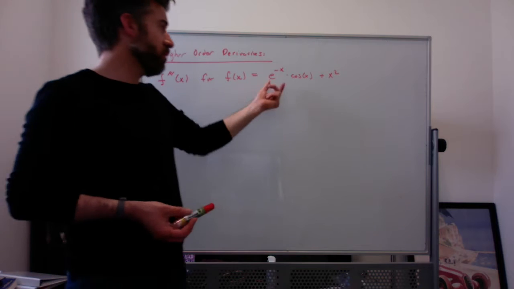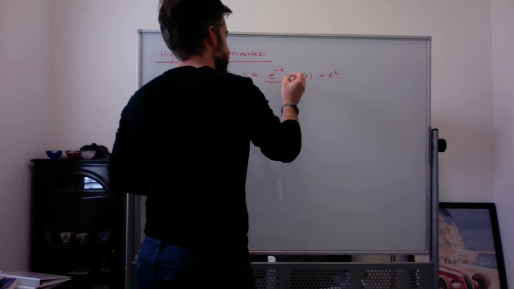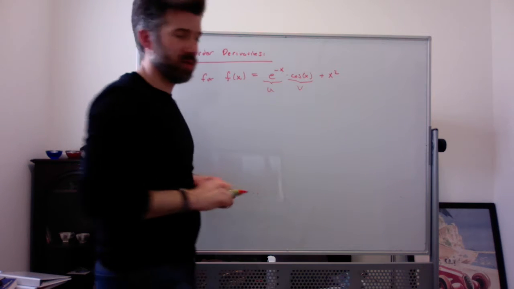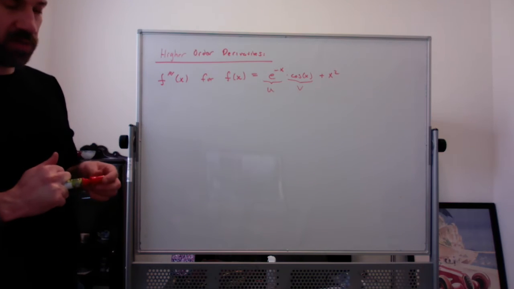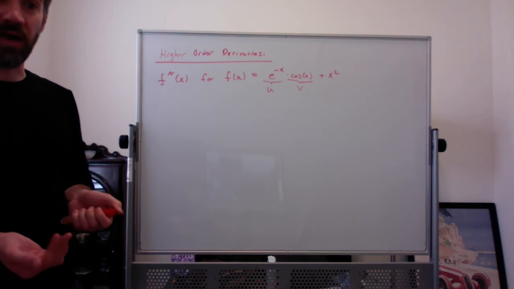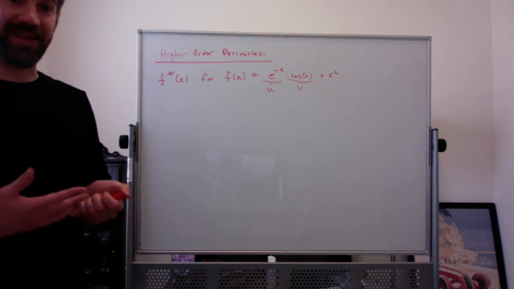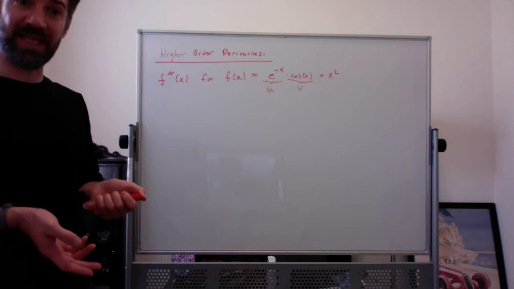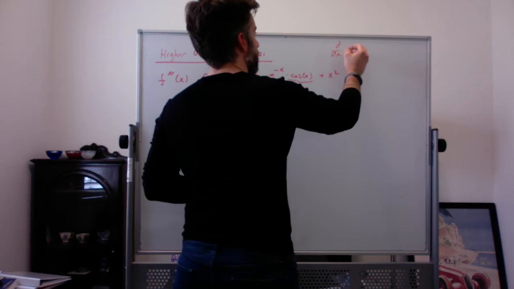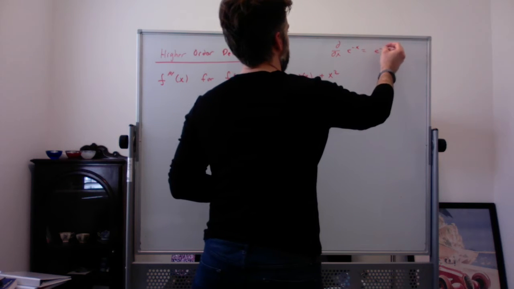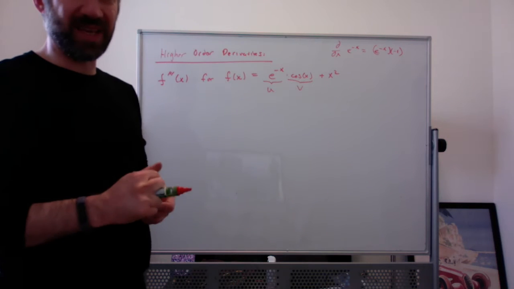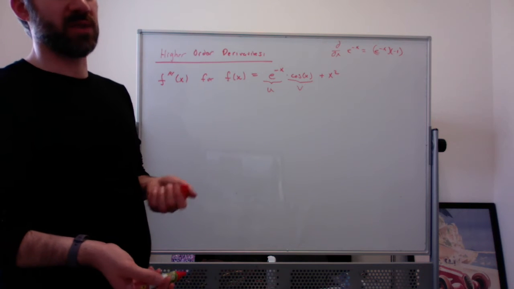One, we have a product rule. We have e to the x times cosine of x, maybe think of that as u and v, and x squared. Also, e to the negative x is a little bit more special. The derivative of e to the x is e to the x. The derivative of e to the negative x is e to the negative x times the derivative of negative x, which is negative 1. So just as an FYI, the derivative of e to the negative x is e to the negative x times negative 1, because of the chain rule, right?